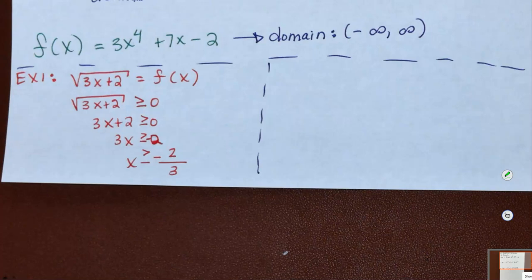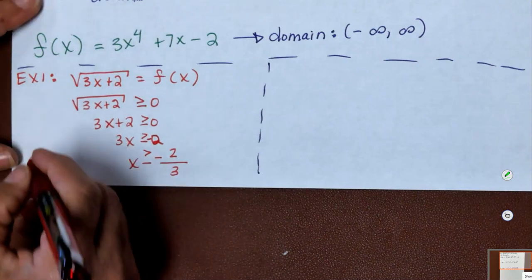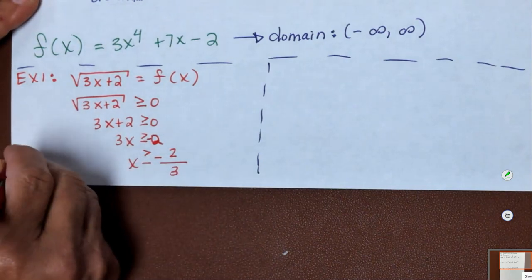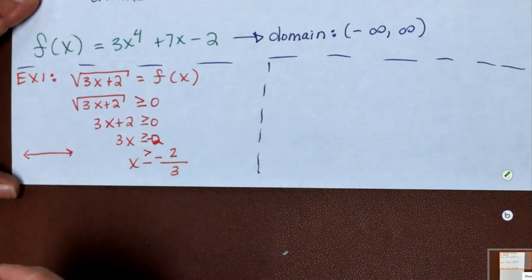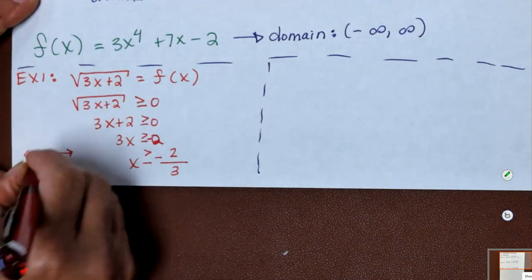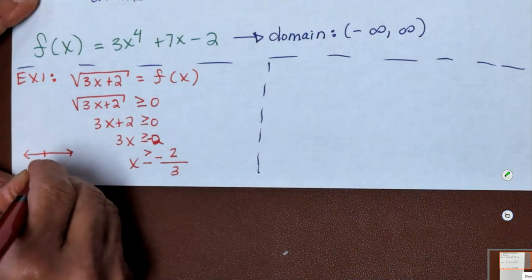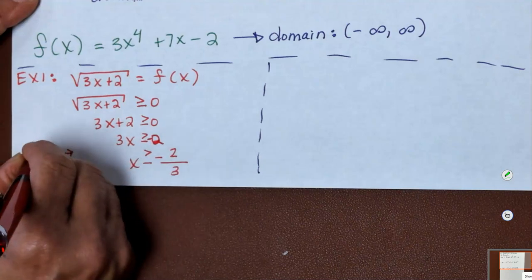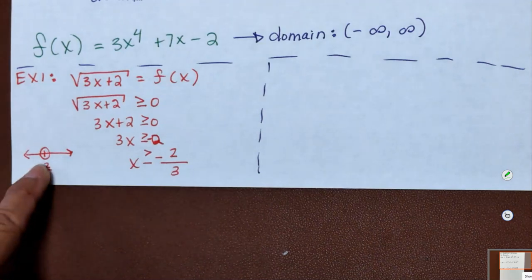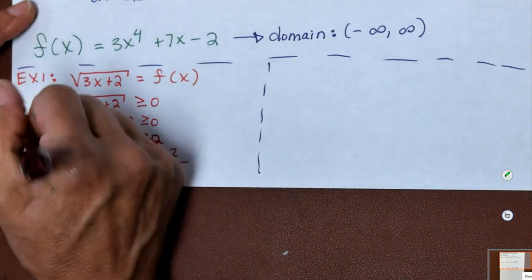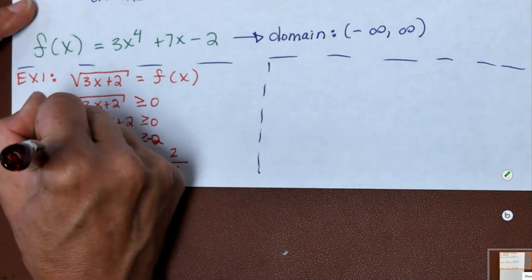So if you're a little shaky on interval notation, graph it on a number line. I'm going to graph it on a number line. So a little simple number line just over here in my empty space. I'm going to write negative 2/3. I'm going to draw a circle around that. Do I color that circle in? I do. Okay, let's go. We're going to color that in.